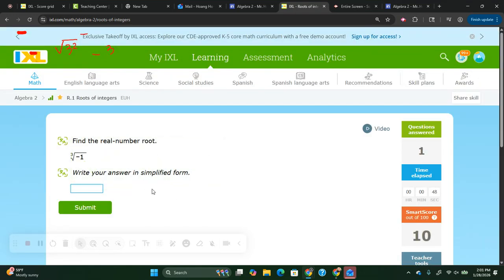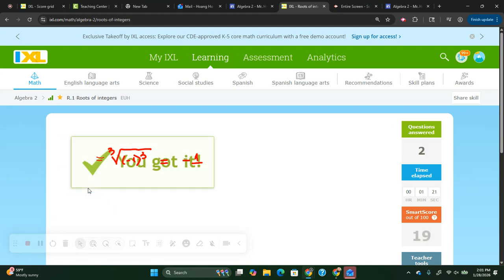All right. Next problem. Cube root of negative 1. The answer is negative 1. You can punch it in your calculator. Negative 1 is the same as negative 1 to the power 3, so the third root and the power 3 cancel out, so I have negative 1 as the answer. Okay, I put negative 1, submit.